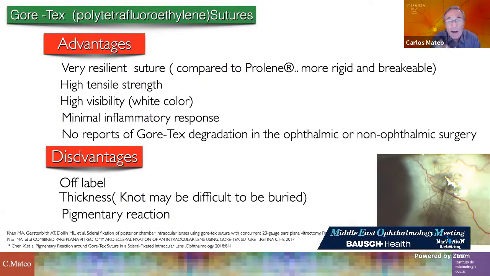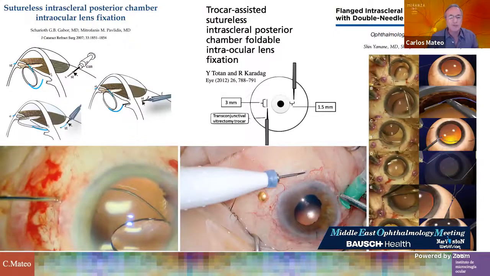The advantage of using Gore-Tex is a very resilient suture compared to Prolene, which is more rigid and breakable. It has a high tensile strength, high visibility, is white in color, minimal inflammatory response. To my knowledge, there are no reports of Gore-Tex degradation in ophthalmic or non-ophthalmic literature. The disadvantage is that it is an off-label suture for the eye, its thickness, as I told you before, it may be difficult to be buried, and a pigmentary reaction has been described in one patient.